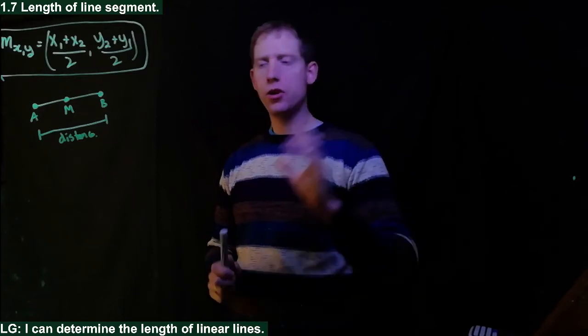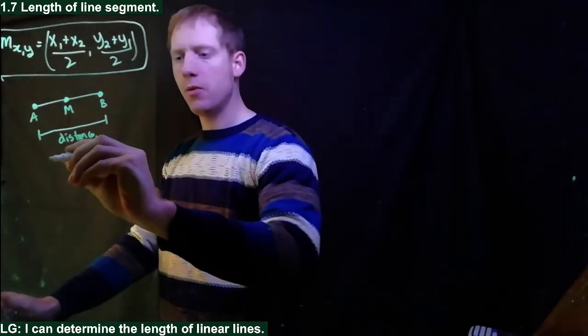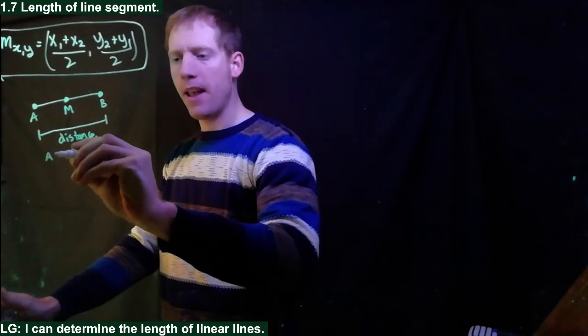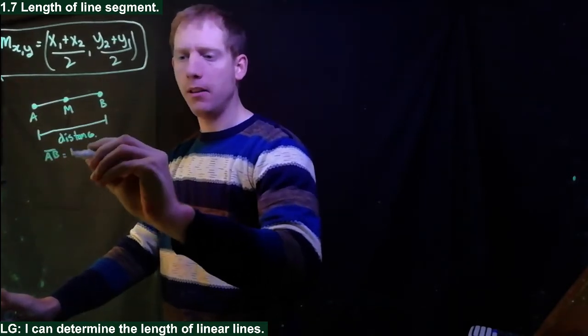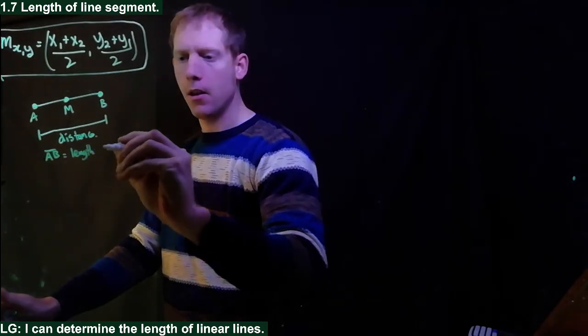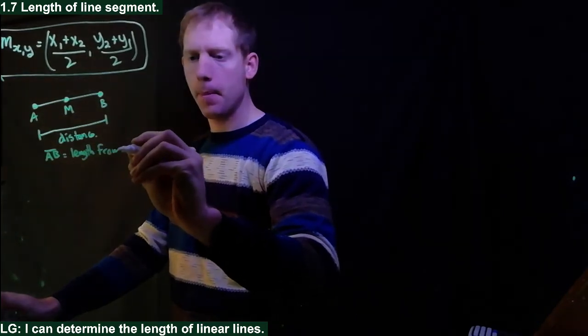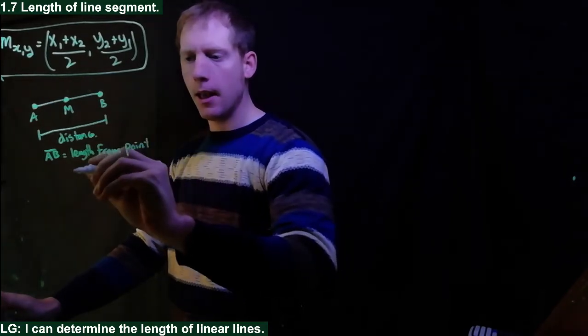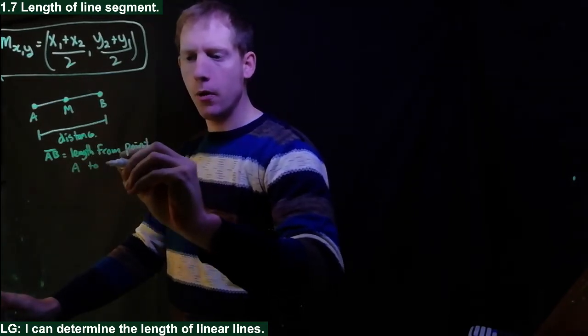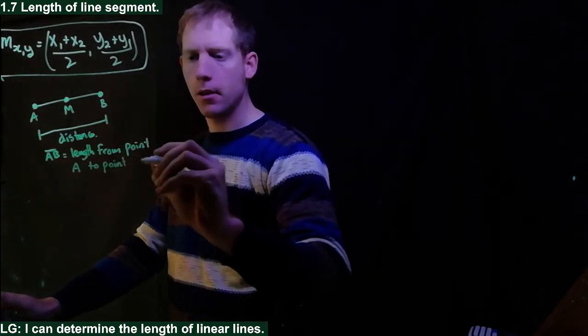So we can show a line segment by using this notation. The length of a line, we have AB, and we put a little hat. This means the length from point A to point B.